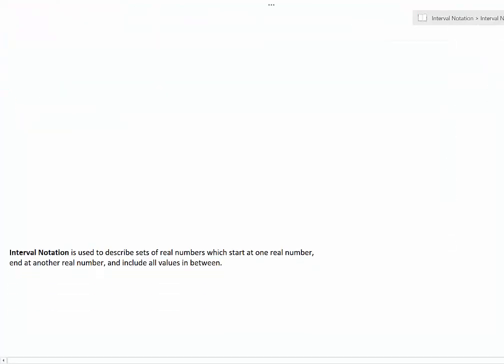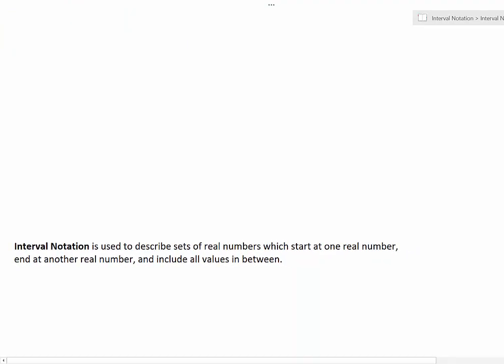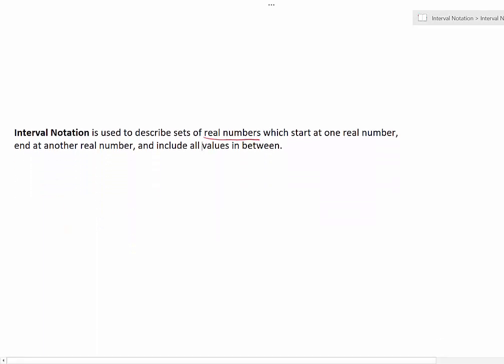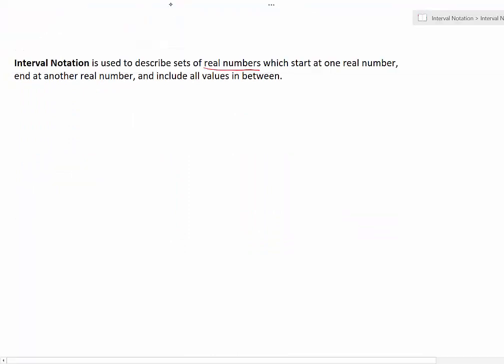Well, interval notation, as we see here in this description, is used to describe sets of real numbers which start at one real number and end at another real number, and also include all values in between. So there are different ways that this happens, and we are going to go ahead and write them down now and then try a few practice problems. So it's just a notation to describe sets of real numbers and all of the real numbers in between those two real numbers. So how do we write it?